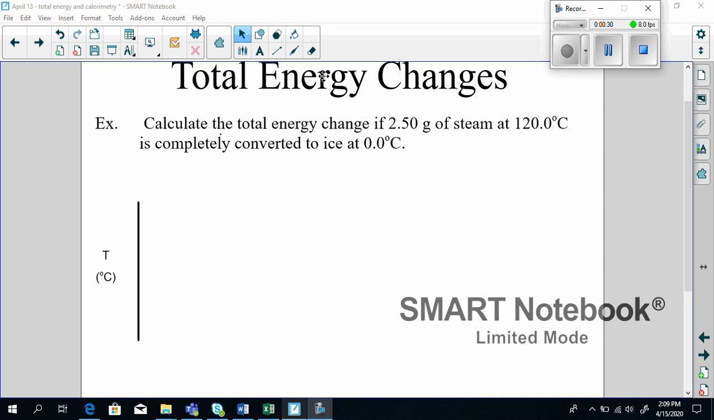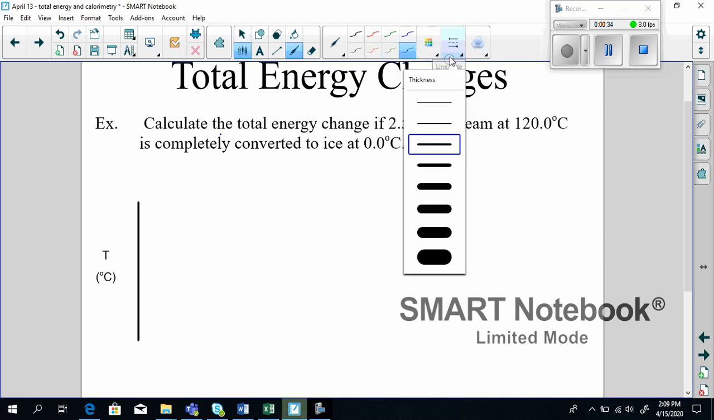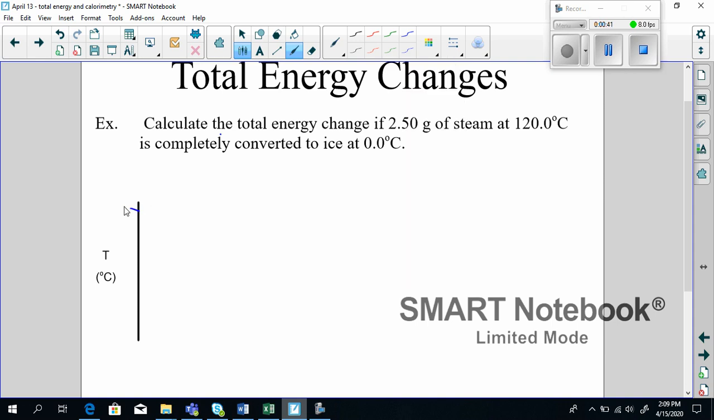As we spoke about yesterday, with our curve, what we should put in is our initial temperature, our final temperature, and any critical points that fall within the middle of that range. So our initial temperature here is 120 degrees, so we're going to put that at the top. Final temperature is 0 degrees. And then the critical point that falls within that range between 0 and 120 is 100.